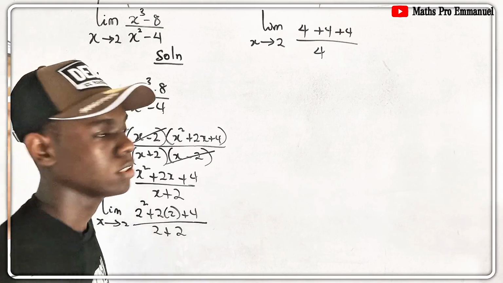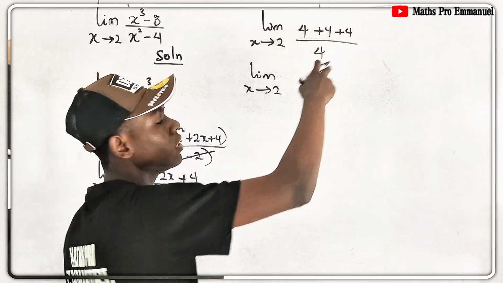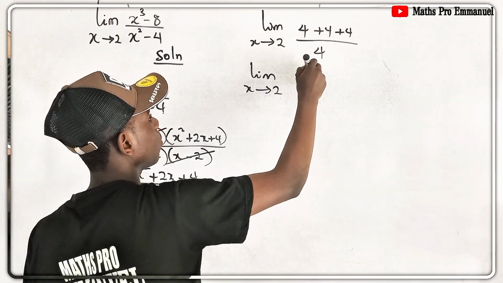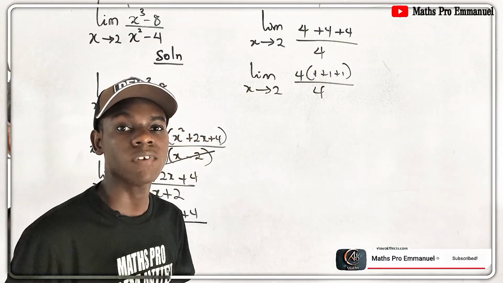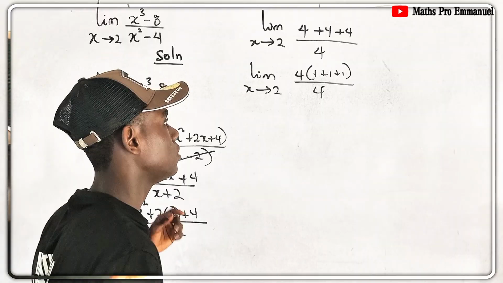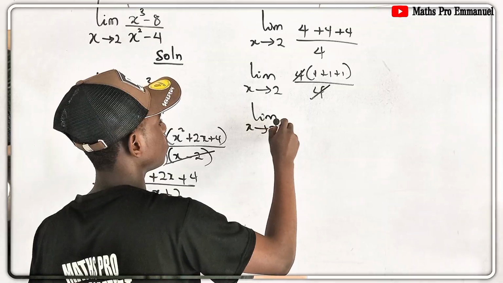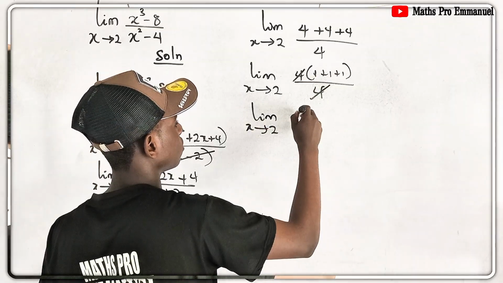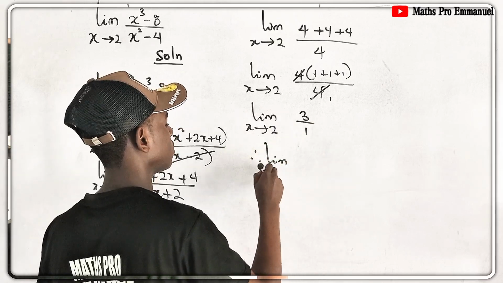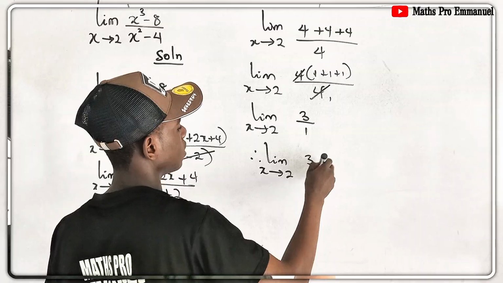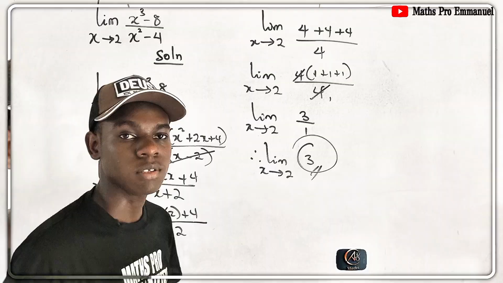So let me apply some mathematics here. Since we have 4 in 3 places, I'll just have 4 multiplied by 1 plus 1 plus 1, all over 4. I simply factorized 4 out, so it'll be easier for me. So now 4 can cancel 4, and 1 plus 1 plus 1 is just 3, all over 1. So finally, the limit as x approaches 2 is 3. The result to this is just 3, and here is the answer to the problem.